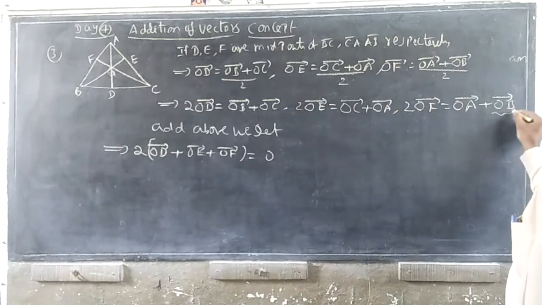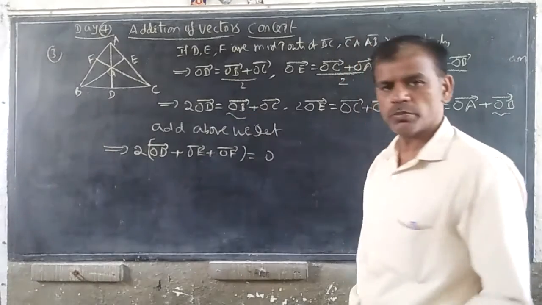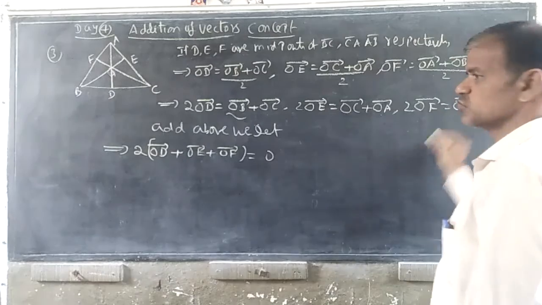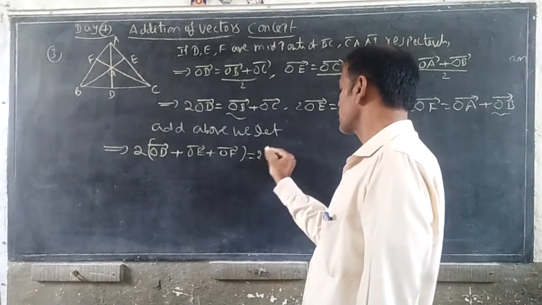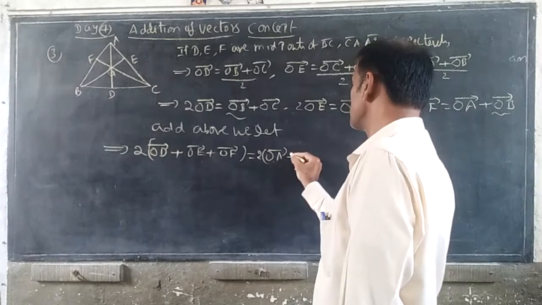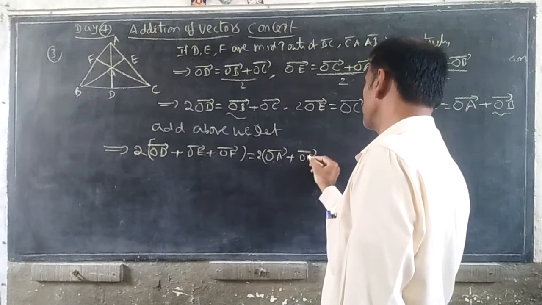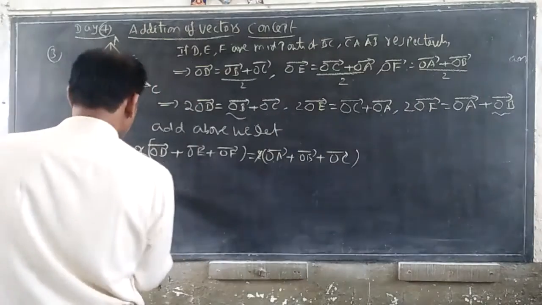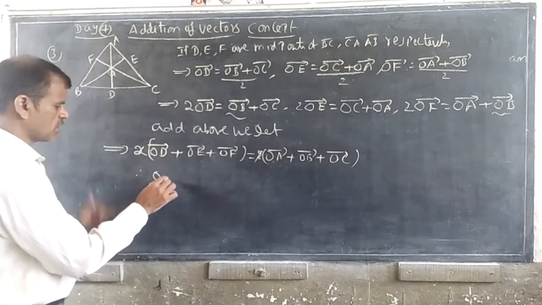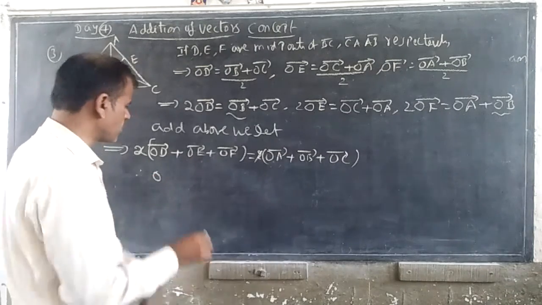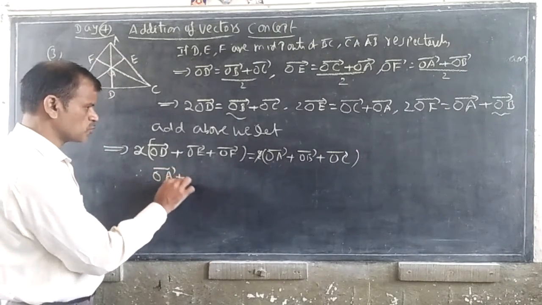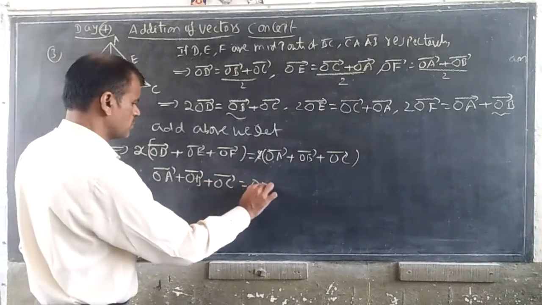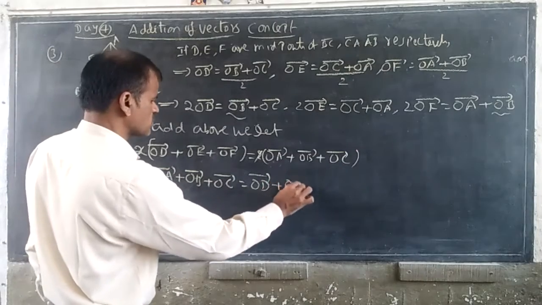How many OBs are there? This is an OB and this is an OB, 2 OBs are there. This is OC and this is OC, 2 OCs are there. This is OA and this is OA, 2 OAs are there. So 2 you can take common and write this as 2 into (OA plus OB plus OC). So 2 gets cancelled. Then the relation of the triangle using vertices and midpoints is OA plus OB plus OC is equal to OD plus OE plus OF.